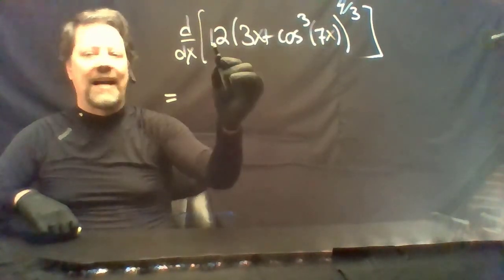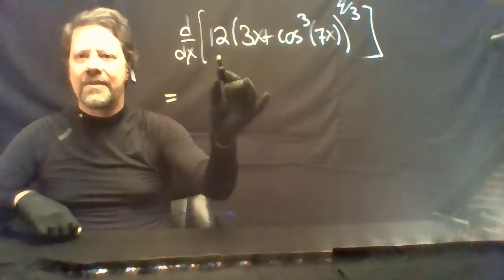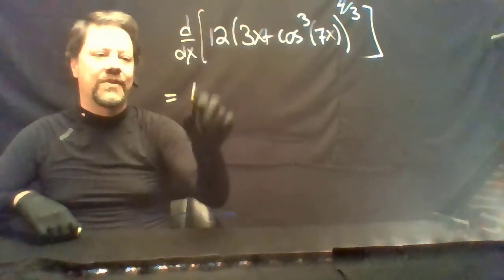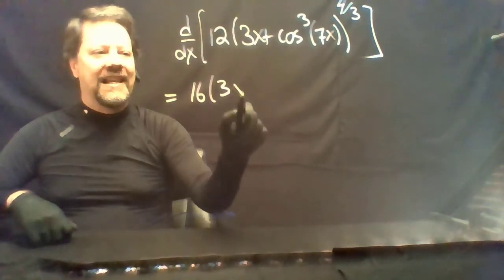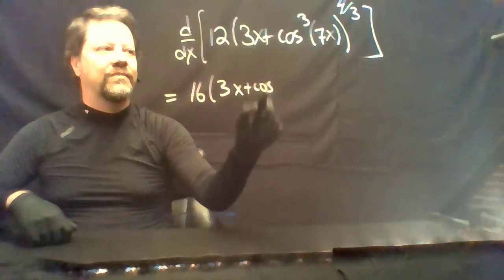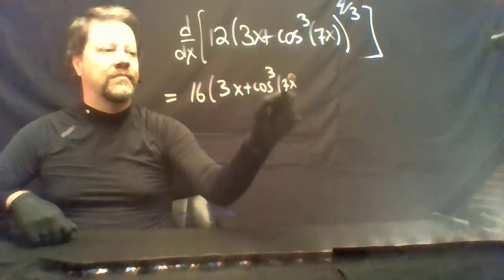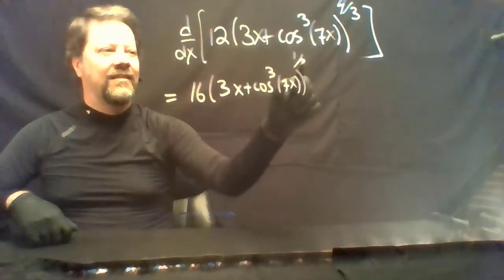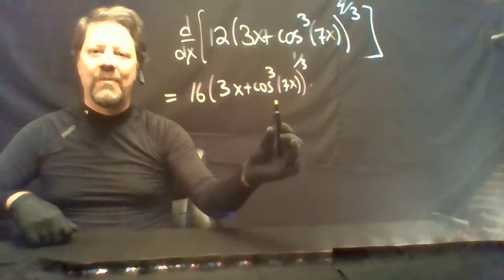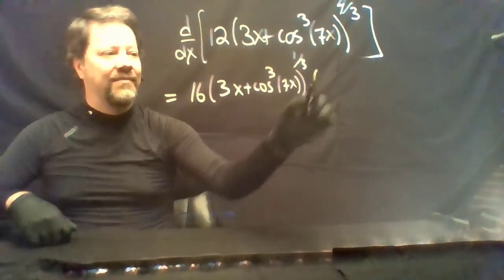We'll bring the power down. Do the division by 3 first. 3 goes into 12 four times, and 4 times 4 is 16. Leave the inside alone. Subtract 1 from the exponent. And now we multiply by the derivative of the inside.